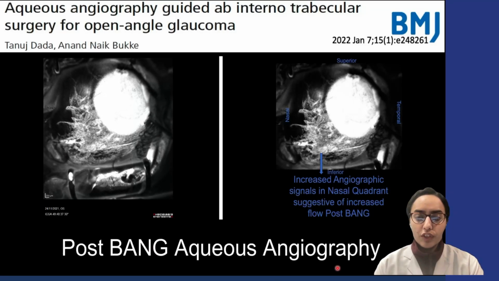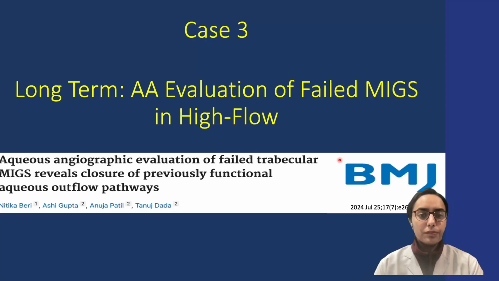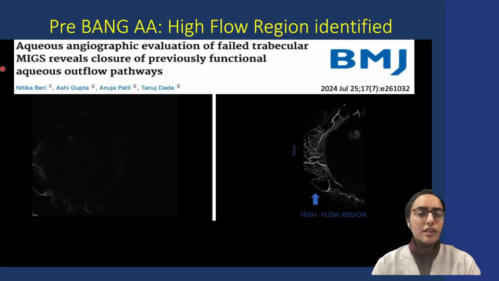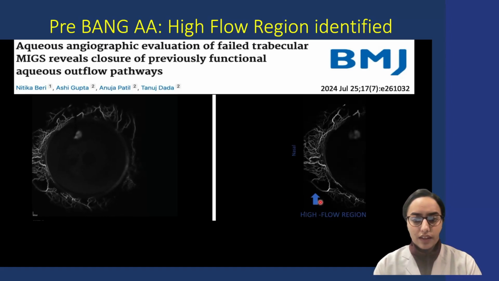Post-bang aqueous angiography showed increased angiographic signals in the nasal quadrant, suggestive of increased flow post-bang. We all would like to know what happens to the goniectomy cleft over time that we create during the bang procedure. Aqueous angiography has helped us to evaluate the cause of failed MIGS. Let's see this case. In this case, pre-bang aqueous angiography identified the nasal quadrant as the high flow region.